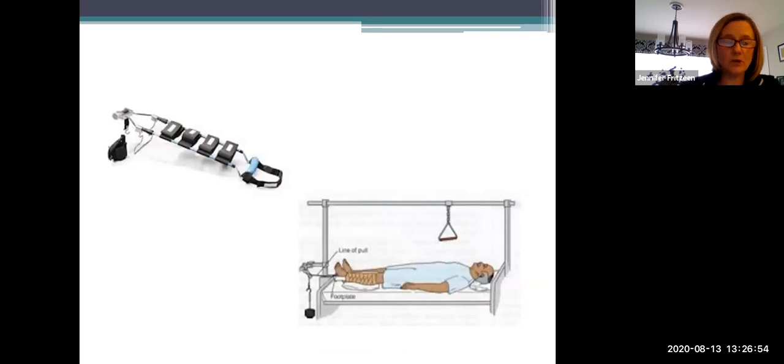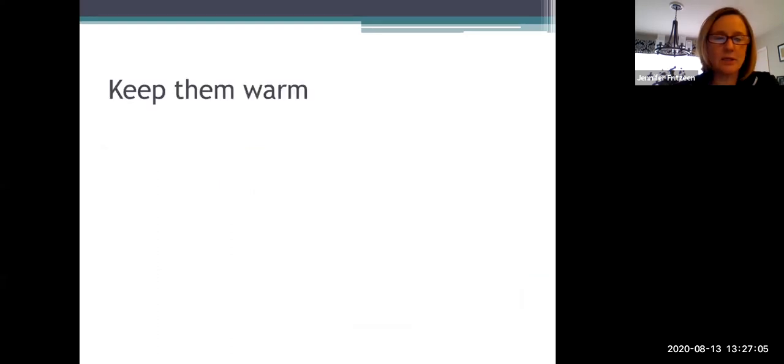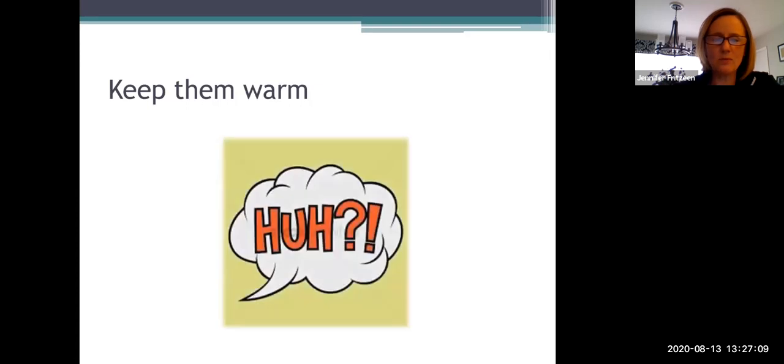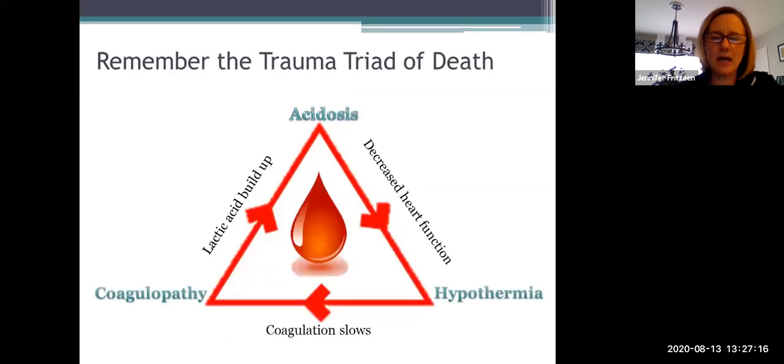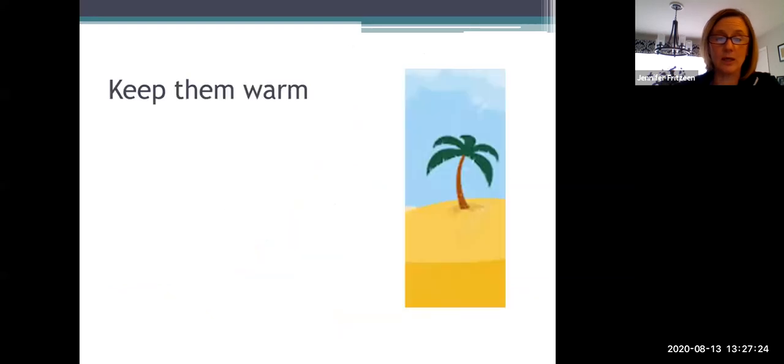With a femur fracture, potentially we'll put them in traction, whether it's a Hare traction or a Buck's traction. This is as much for comfort as it is for bleeding until they can go to the OR. And then we're going to keep them warm. And I know keep them warm doesn't necessarily sound like something that would be terribly helpful with a bleeding patient. But if you remember the trauma triad of death, hypothermia makes coagulation slow down. So if we keep these patients warm, we are going to help with the bleeding issue.